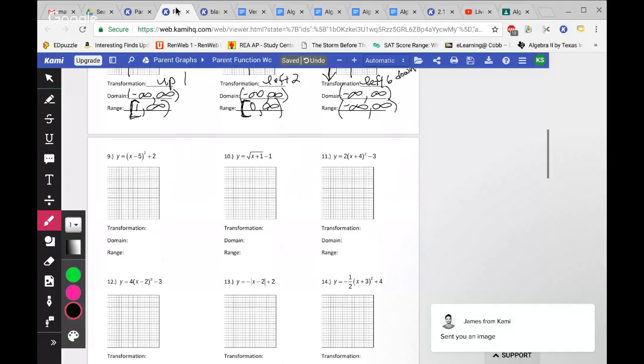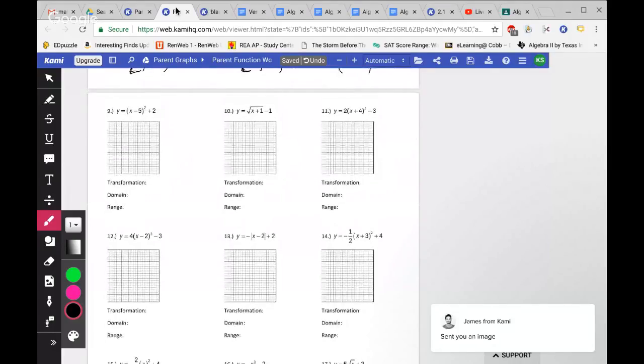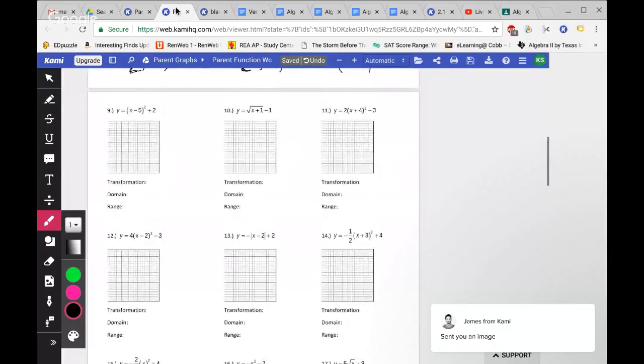All right. Okay. Number 9. What's the transformation? Right 5, up 2. Right 5, up 2. And what kind of graph is it? Quadratic. Mm-hmm. Good job. All right. What's our domain?